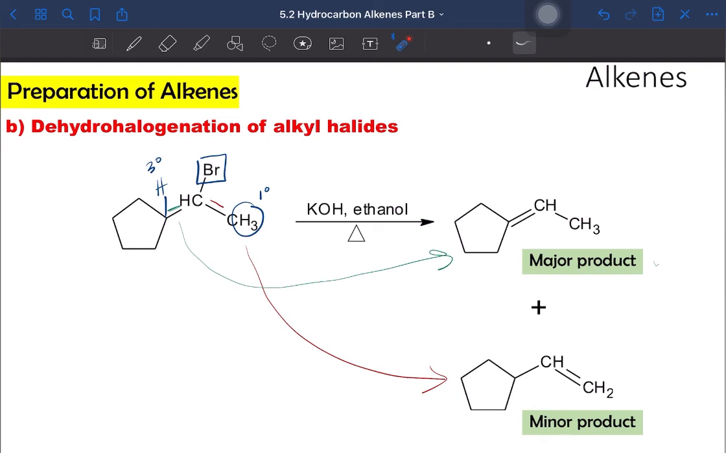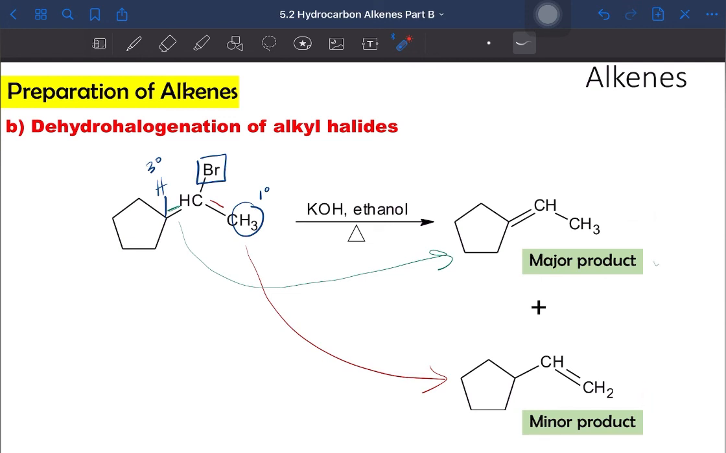This is the major product because it has two alkyl groups attached to the carbon-carbon double bond, while this one only has one alkyl group attached to this carbon-carbon double bond, because this carbon only has hydrogen. So this one has two, this one has one alkyl group. According to the Zaitsev rule, the most stable alkene is the one with more alkyl groups attached to the carbon-carbon double bond, and that one is the major product. So this one is the major product and this one is the minor product.